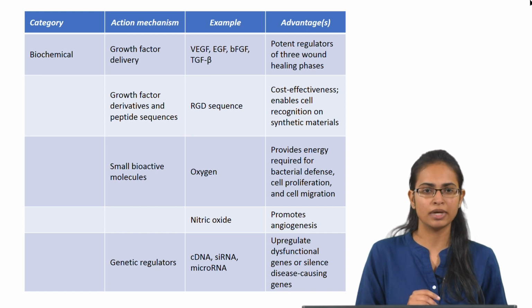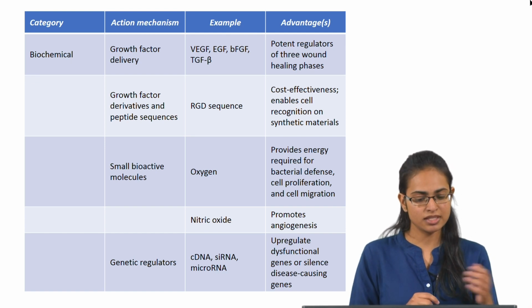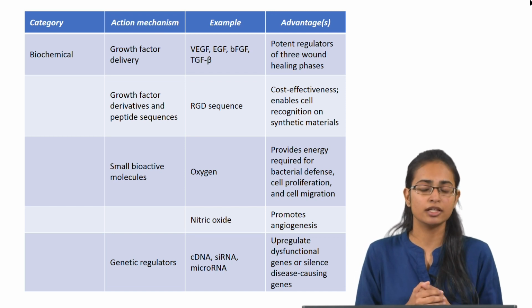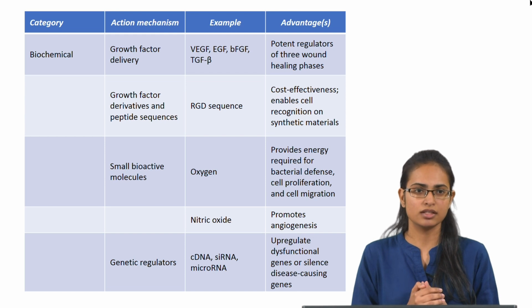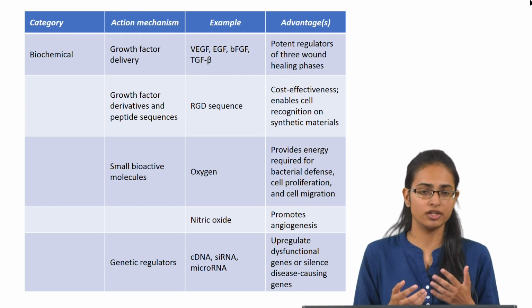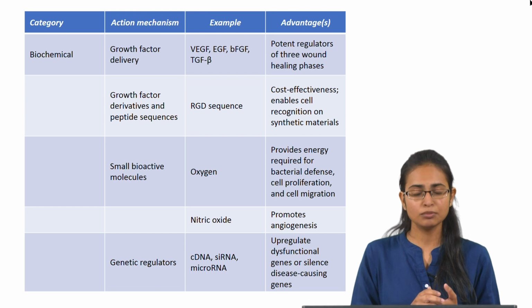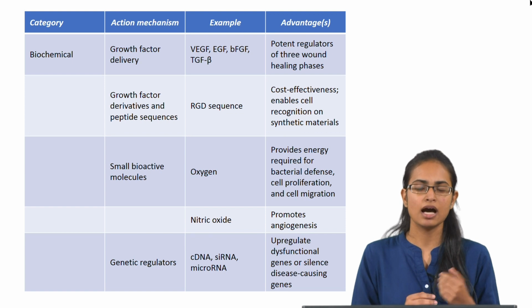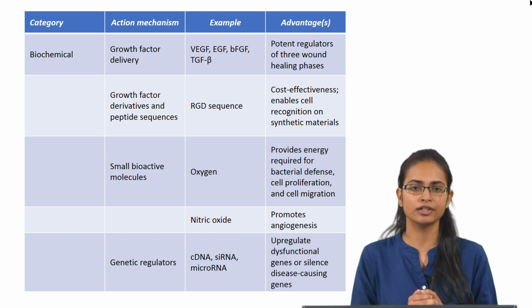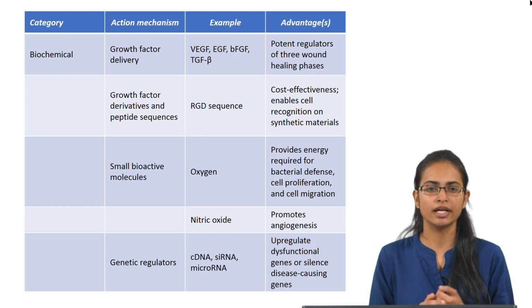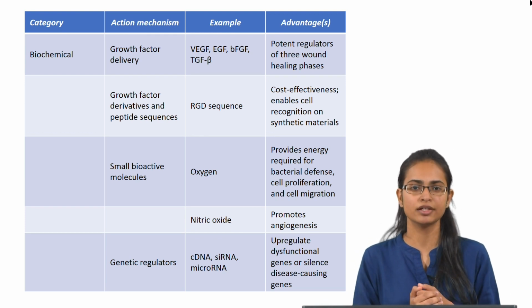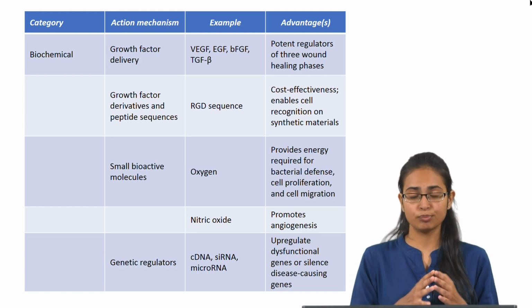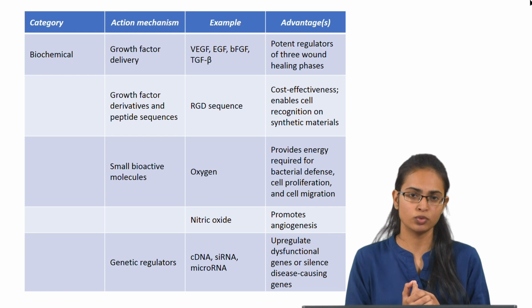So, first we will look at biochemical signals. Biochemical signals can be growth factors. Growth factors are potent regulators of cellular activities such as cellular migration, proliferation and differentiation. Some growth factors that have been looked at for application in wound healing are vascular endothelial growth factor, epidermal growth factor, basic fibroblast growth factor and transforming growth factor beta. These play a potent role in all three phases of wound healing.